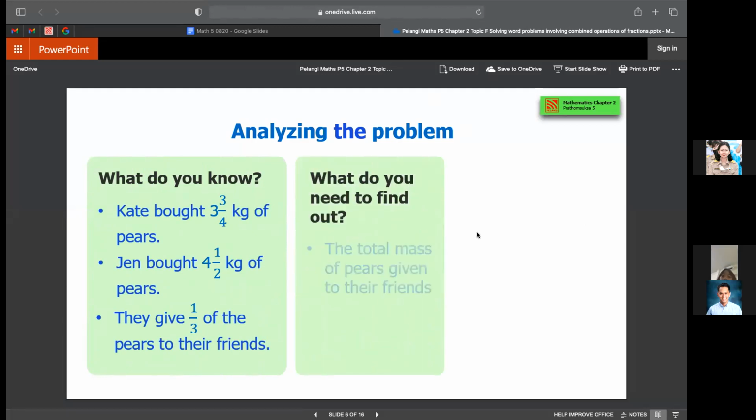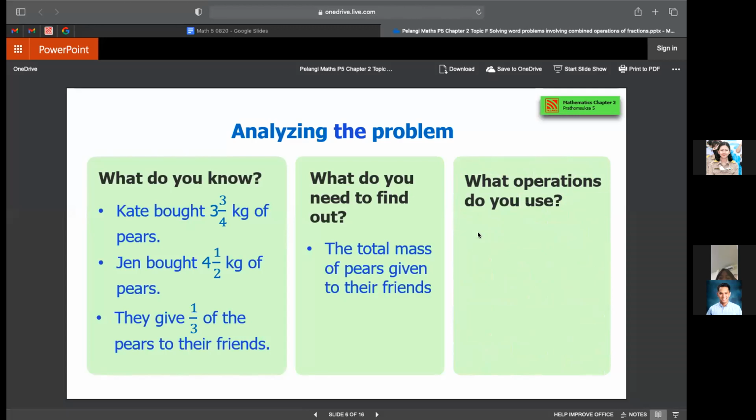So what do we need to find out? The total mass of pears given to their friends. We will find out how many pears were given to their friends. What operations do you use? We will use addition and multiplication. We will add first the kilogram of pears of Kate and the kilogram of pears of Jen. When we add, we put together, so 3 3/4 plus 4 1/2, the sum, the answer, we will multiply by 1/3.